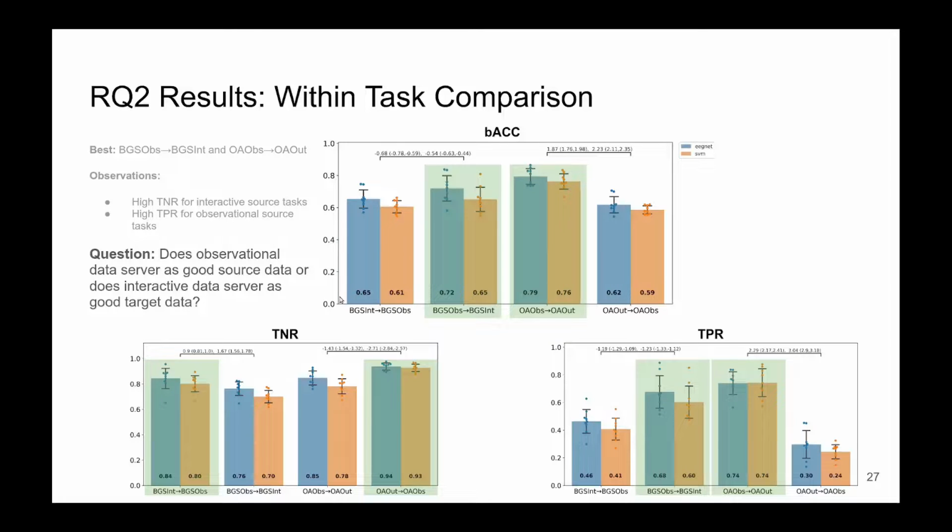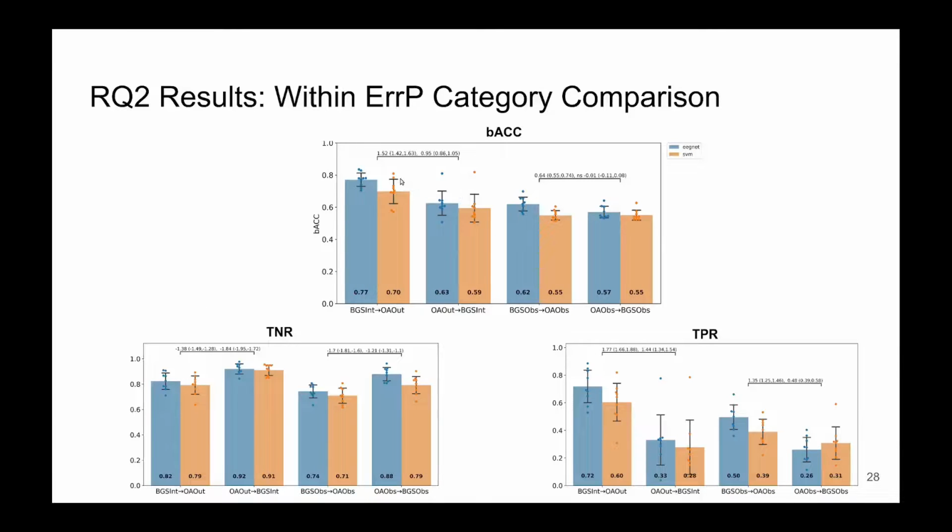And by the end of this, we start leaning towards the latter, and we'll see that as we move through more of these results. For the within ErrP category results, this is basically a comparison across tasks with the similar ErrP categories, so interactive to interactive, observational to observational.